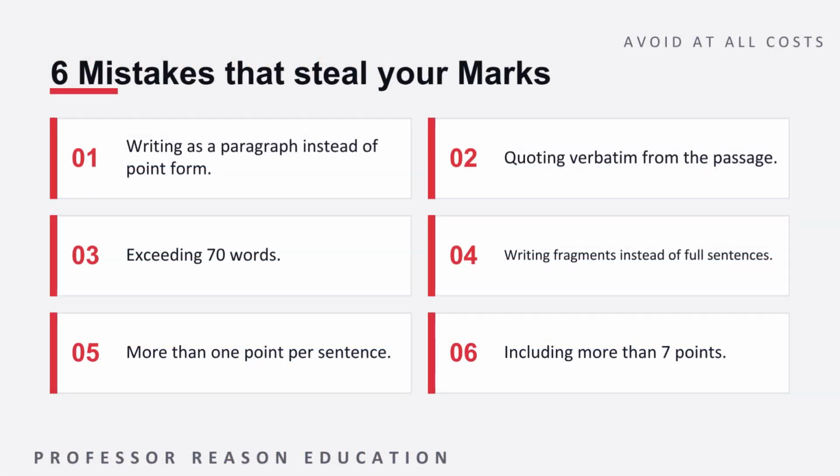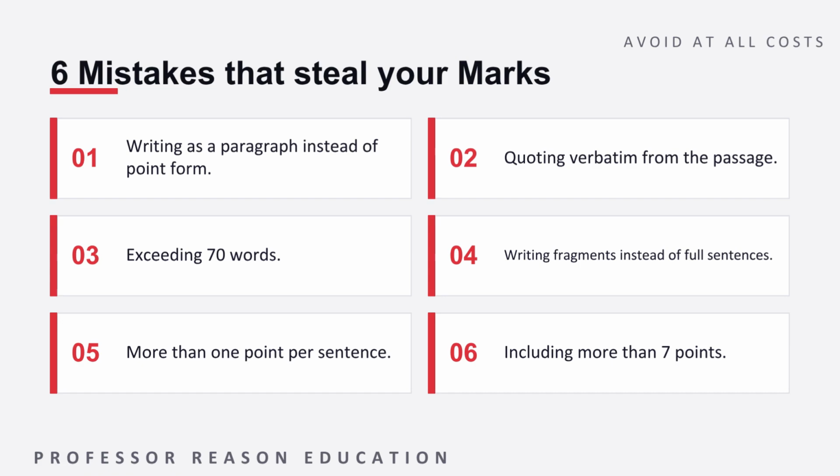Here, the 6 mistakes that steal your marks. Mistake number 1. Writing as a paragraph instead of point form. The question paper is strict. It has to be point form. Mistake number 2. Quoting verbatim. If 6 or 7 points are lifted straight from the passage, you get 0 out of these 3 for language.